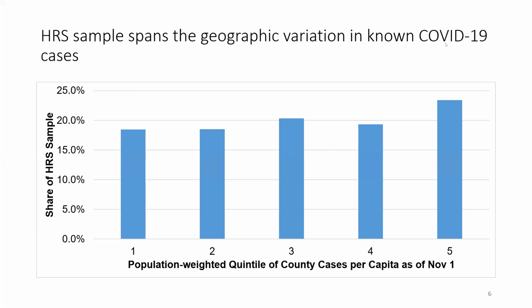We also span the geographic variation in known cases. So we took the Hopkins data and put it into quintiles and asked what fraction of the HRS sample is in each quintile. And it's not exactly 20%. We overrepresent the hardest hit areas slightly relative to the others, but it's a pretty good balance overall. Next.